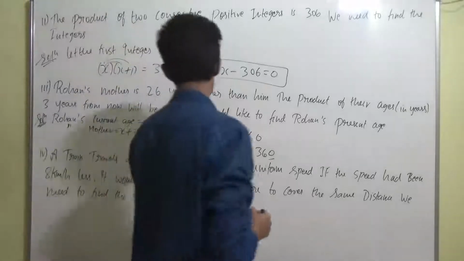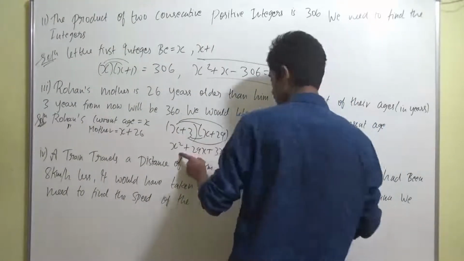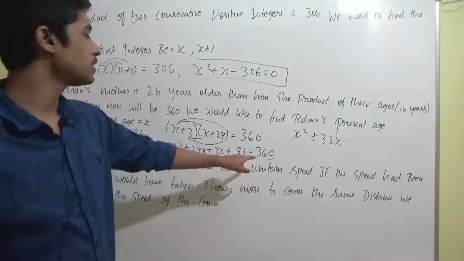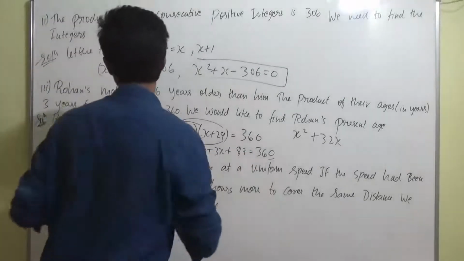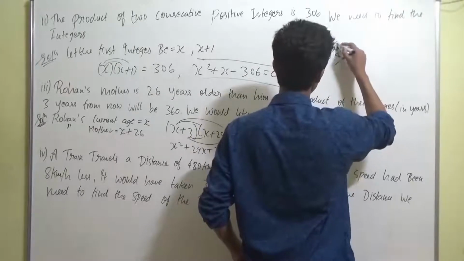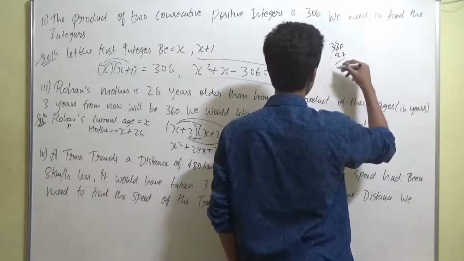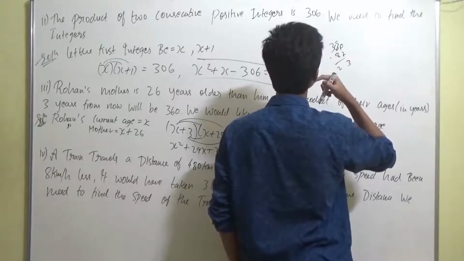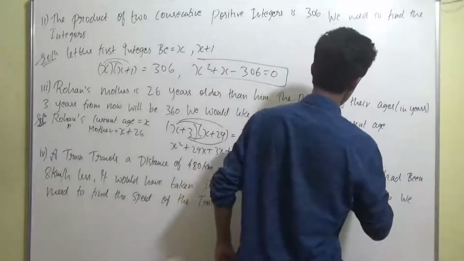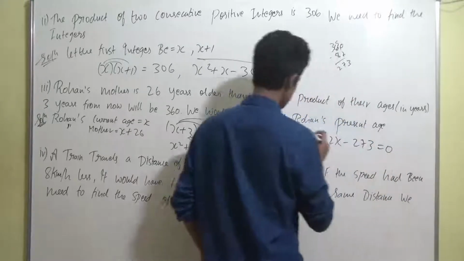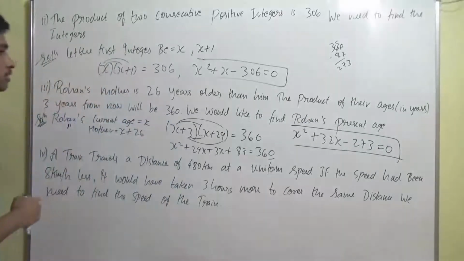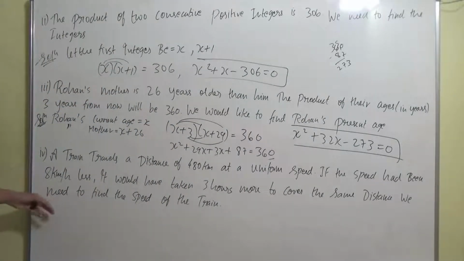Now I'll further simplify this. This becomes x square plus 32x, and then when 360 minus 87, just a minute, guys, 360 minus 87, 273. So it becomes minus 273 equal to 0. So this will be the final equation, representation of the equation. Done. Now let's go to the fourth sub question.